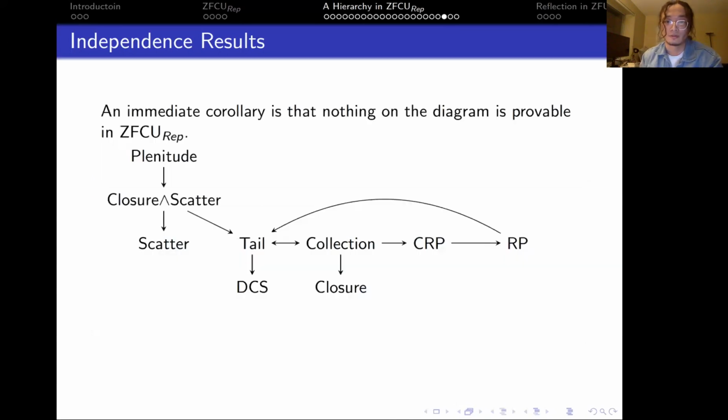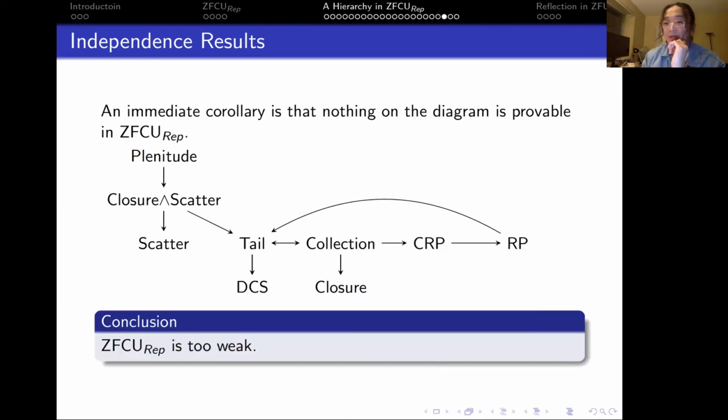Okay, so the immediate corollary is that nothing on this diagram is provable in ZFCU with replacement. Well, we may conclude that ZFCU with replacement is too weak as a set theory with atoms because, obviously, especially if we have the axiom of choice here, we would want most of the things on this diagram to hold.